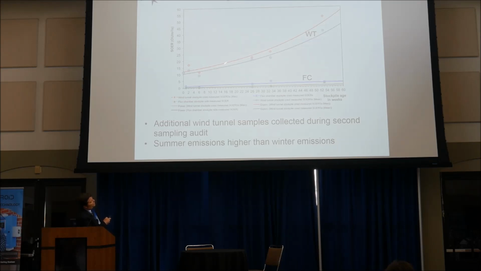And you can see there were a lot more stockpiles of much older age on the site in the summer, and we were able to get more samples from the older stockpiles, and you can see they went up here. And this again is the flux chamber down the bottom. So this is the mean and the maximum results.